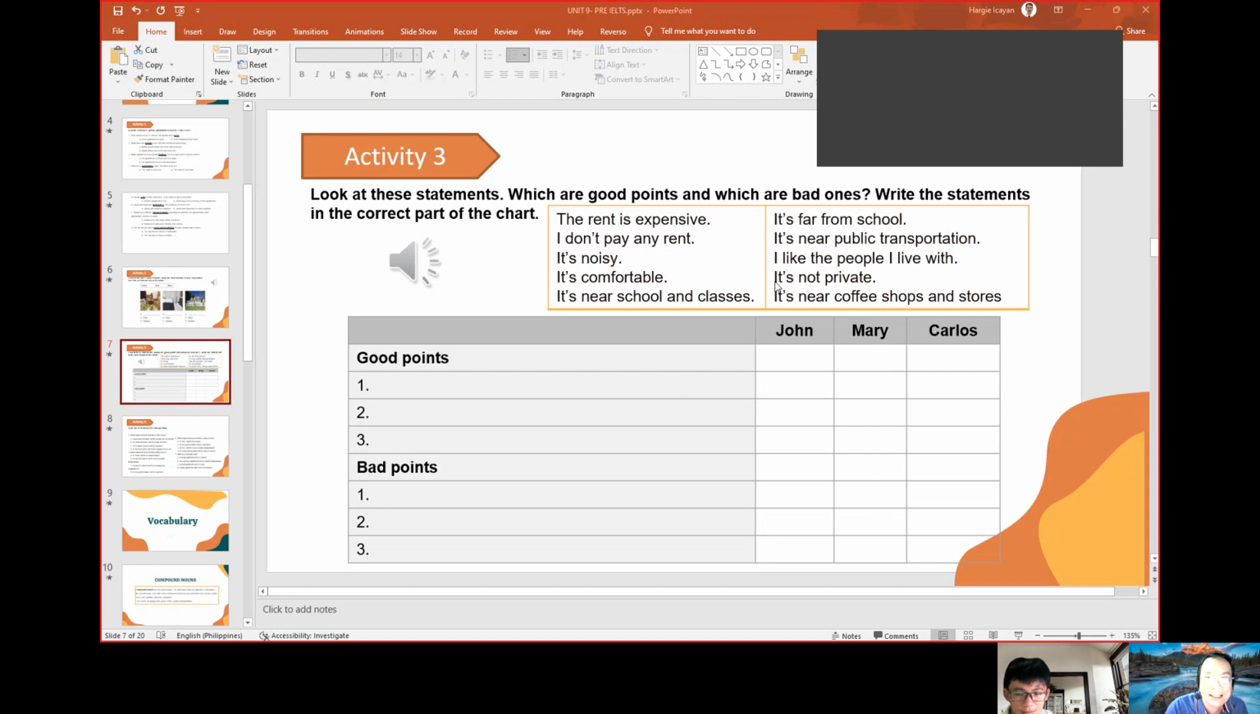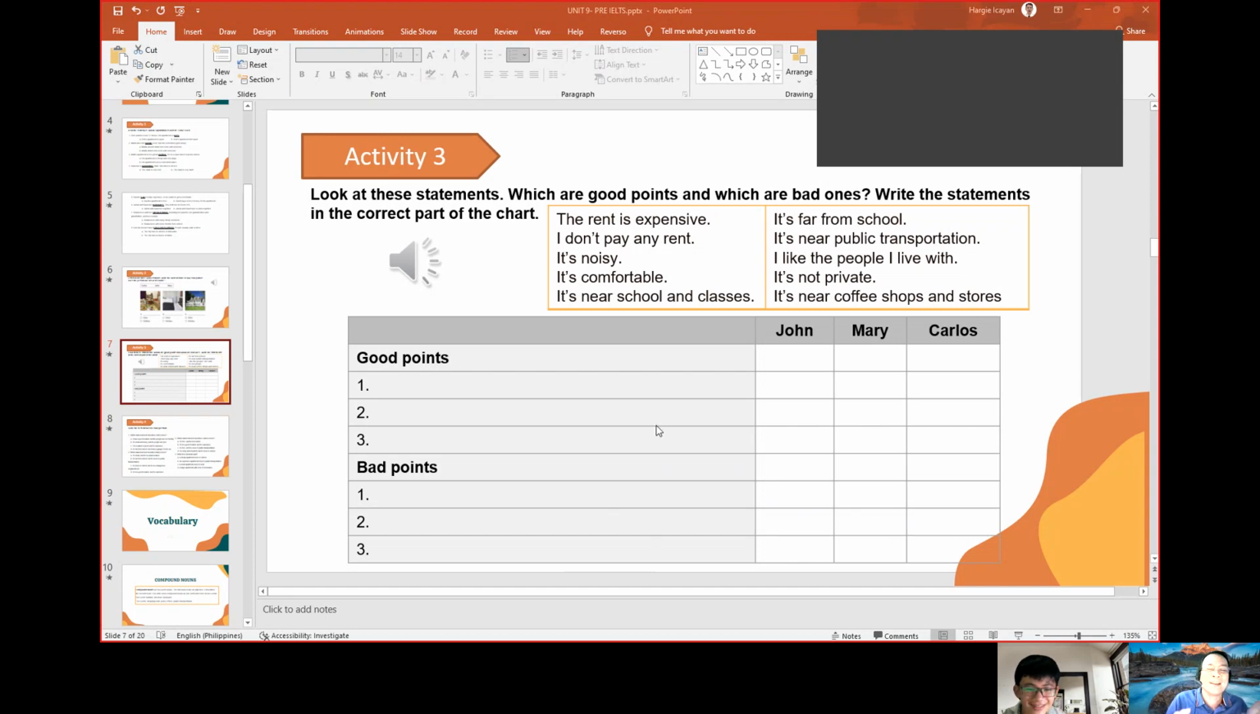Okay, let's try to check if that was said by John, Mary, or Carlos. Good points. It's near public transportation. Who said that? Mary. So X, X, and check. Then the second one, I like the people I live with. That's John. So check, X, X. And then it's near coffee shops and stores. That's Carlos. So this one is X, X, check. Okay, next, the bad points. It's far from school. That's Carlos. Very good. So X, X, and check. And then it's not private. That's John. Very good. So check, X, X. Very good.